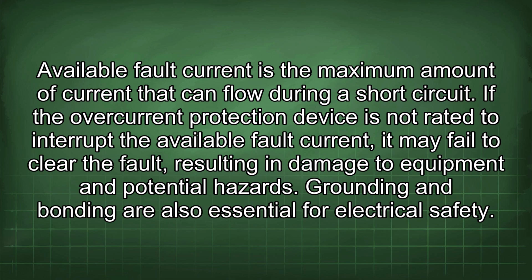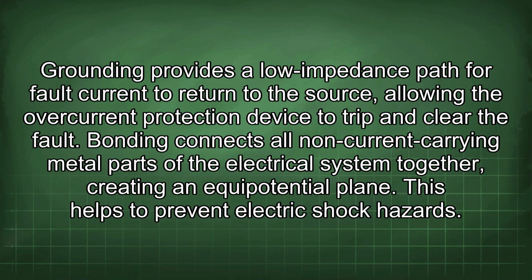Grounding and bonding are also essential for electrical safety. Grounding provides a lower impedance path for fault current to return to the source, allowing the overcurrent protection device to trip and clear the fault. Bonding connects all non-current carrying metal parts of the electrical system together, creating an equipotential plane. This helps to prevent electric shock hazards.